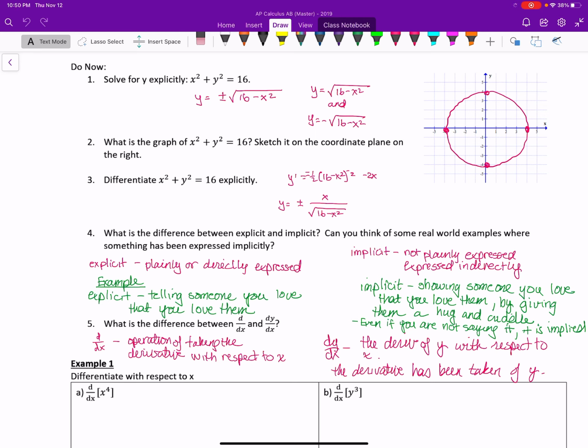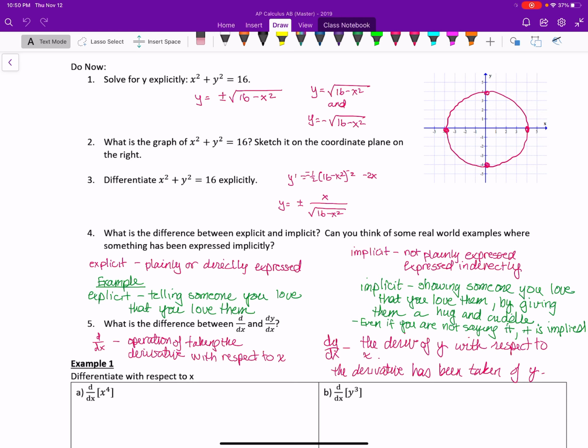You could have looked that up on the internet if you need to, but explicit is plainly or directly expressed, whereas implicit is not plainly expressed or expressed indirectly. And some examples, I just gave some real life examples. If you tell someone explicitly that you love them, you say, I love you. But implicitly, you can also show someone that you love them by giving them a hug or a cuddle or lots of other ways, like doing something nice for them. So you can imply something without saying it explicitly.